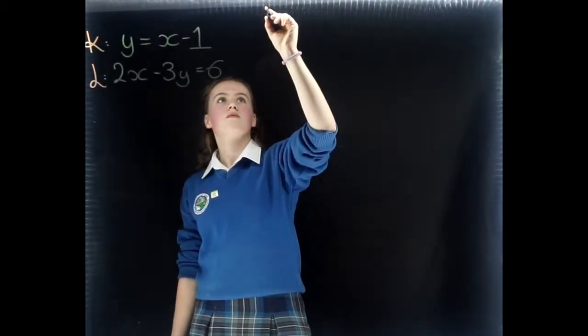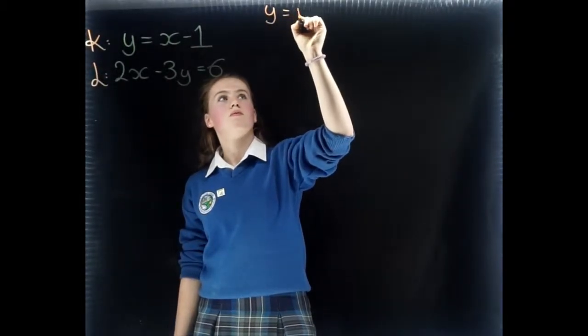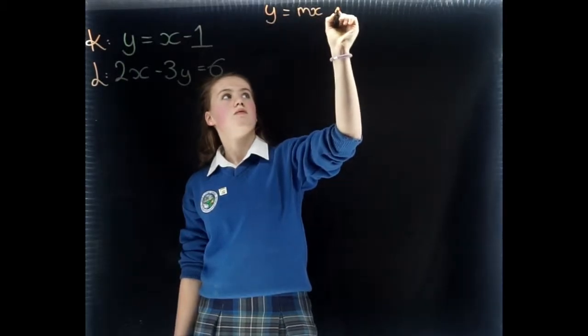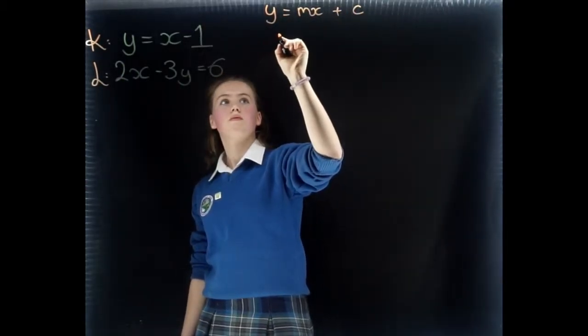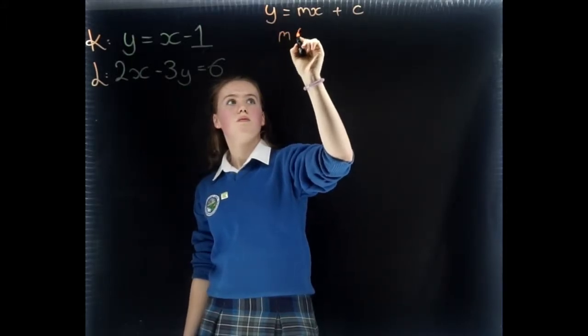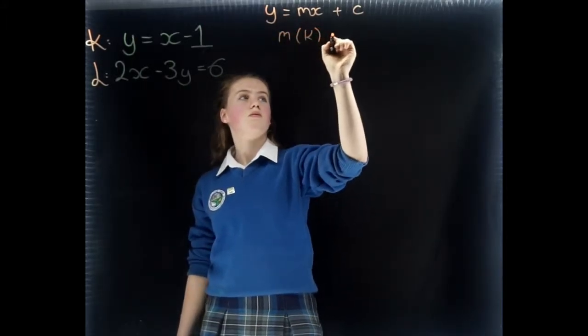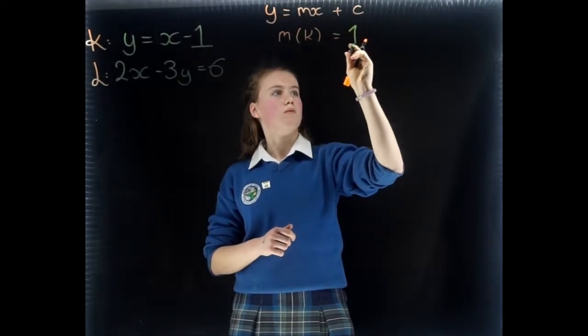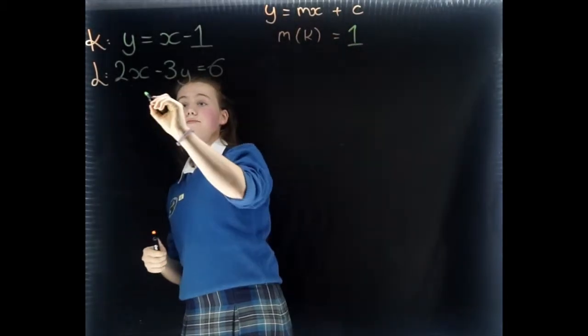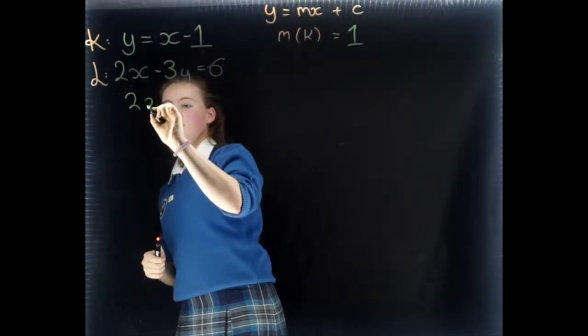In this question, we are first asked to find the slope of the line K and the line L. You can easily find the slope of any line once it's in the formula y equals mx plus c. The line K is already in this arrangement, so we can see that the slope of the line K is 1 because it's the number in front of the x.